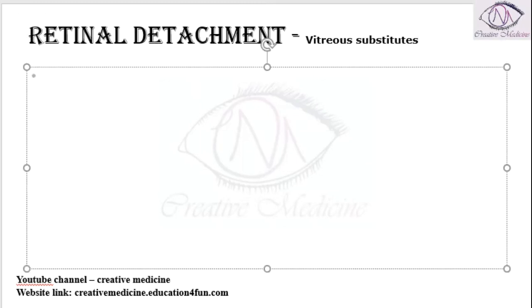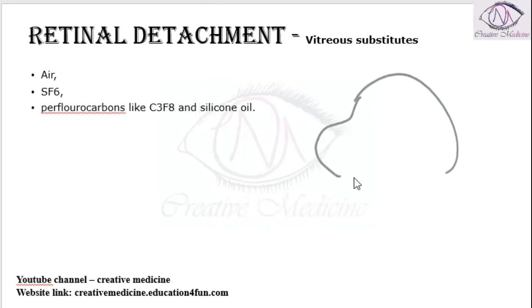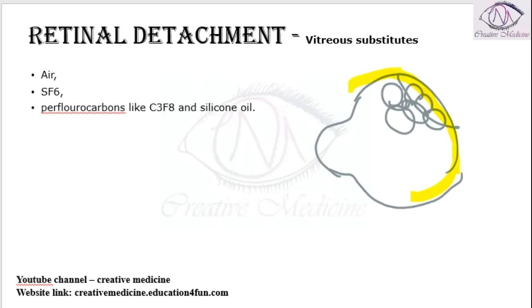Vitreous substitutes which can be used for retinal detachment are air, SF6, perfluorocarbons like C3F8, and silicone. These are injected into the vitreous cavity. When they are injected into the vitreous cavity, this is the tear. If air is injected into the vitreous cavity, this air will push the retina and reposition the retina to its original position. So with the help of these vitreous substitutes, we can also treat retinal detachment.